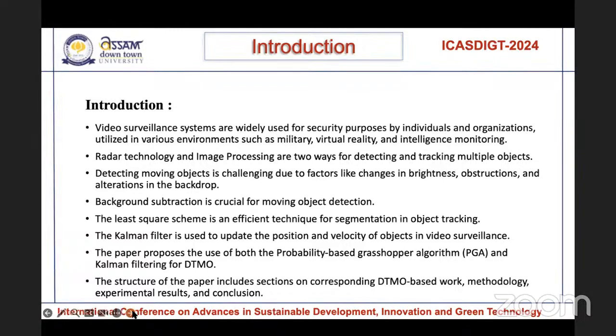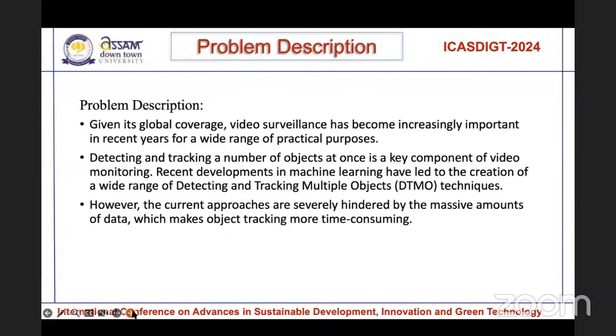So moving on with the method of problem description. In global coverage, video surveillance has become increasingly important for practical purposes. Detecting and tracking a number of objects at once is a key component for video monitoring. Recent developments in machine learning have led to the creation of a wide range of techniques for detecting and tracking multiple objects. However, the current approaches are severely hindered by the massive amount of data, which makes object tracking more time consuming.